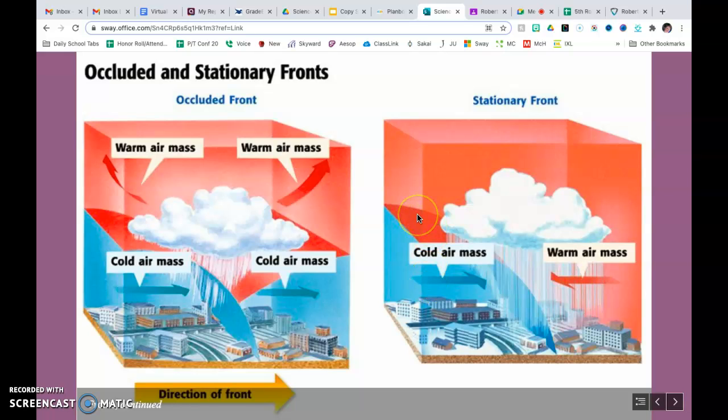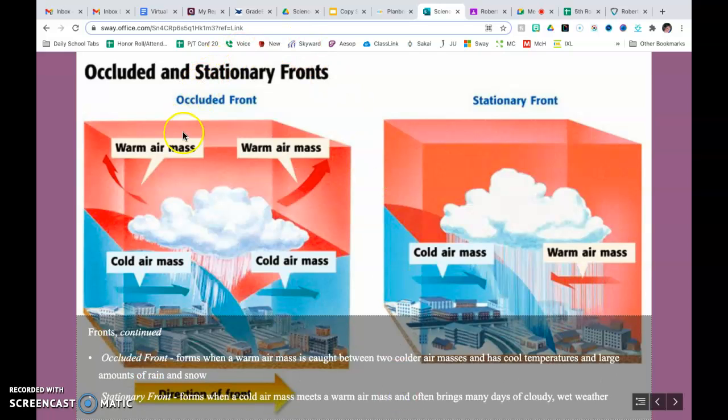There are occluded and stationary fronts as well. So an occluded front, if you'll look at it, it looks rather confusing. An occluded front forms when a warm air mass is caught in between 2 colder air masses and has cool temperatures and a lot of rain and or snow, depending on what the temperature is. So it's like it's being sandwiched. It's occluded, and that's just a weird word, and it just looks like a big old mess, which is really what it is.